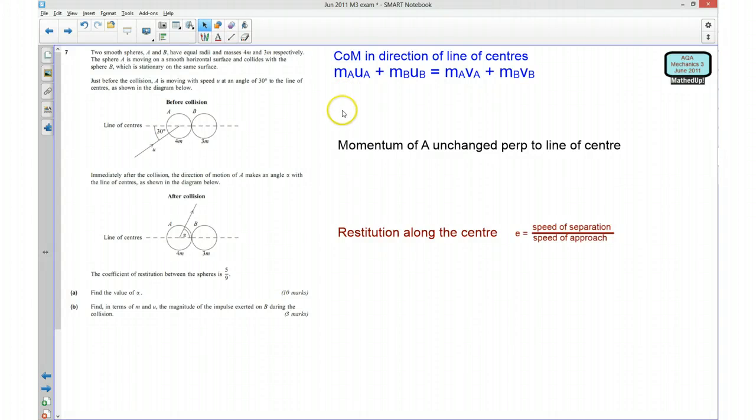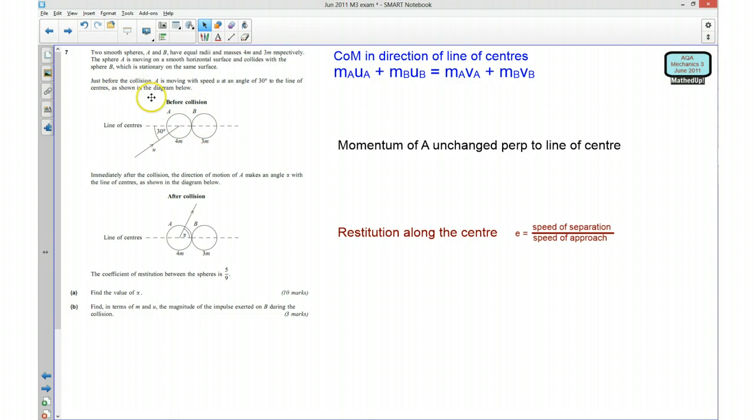Hi, this is question 7 from the AQA Mechanics 3 June 2011 exam paper. In this question we've got two smooth spheres A and B. They have equal radii and masses 4m and 3m respectively. The sphere A is moving on a smooth horizontal surface and collides with sphere B, which is stationary on the same surface. So it's going in this direction and collides with B here.